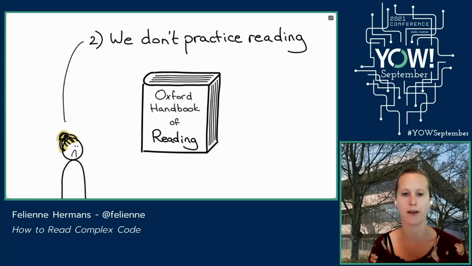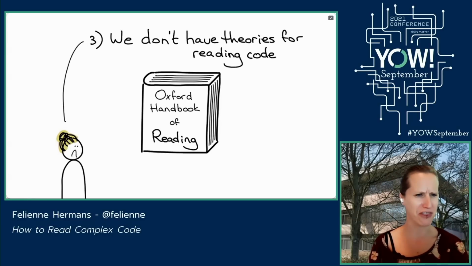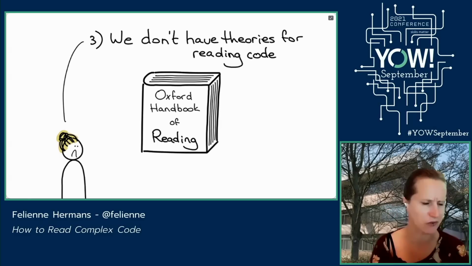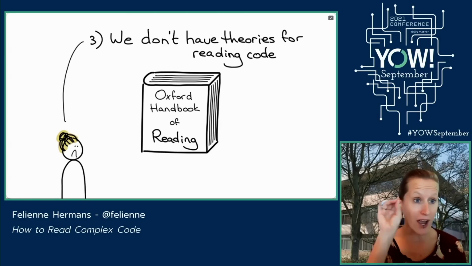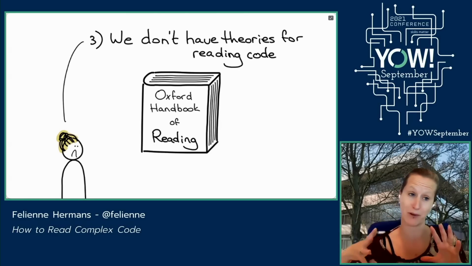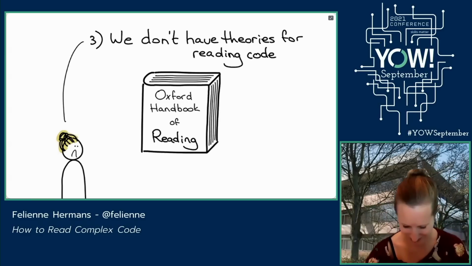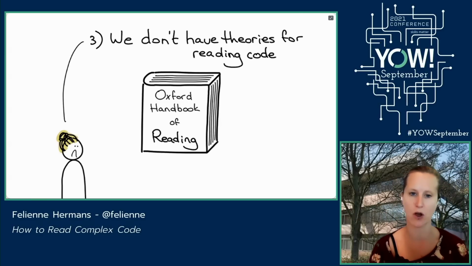What I also figured out is that we don't really have theories for reading code. Like, what happens in your brain if you read code? Luckily, there are some fantastic researchers trying to gain an understanding of how to read code. People are using eye trackers, for example, or even putting programmers into an MRI scanner to see what happens in their brain.